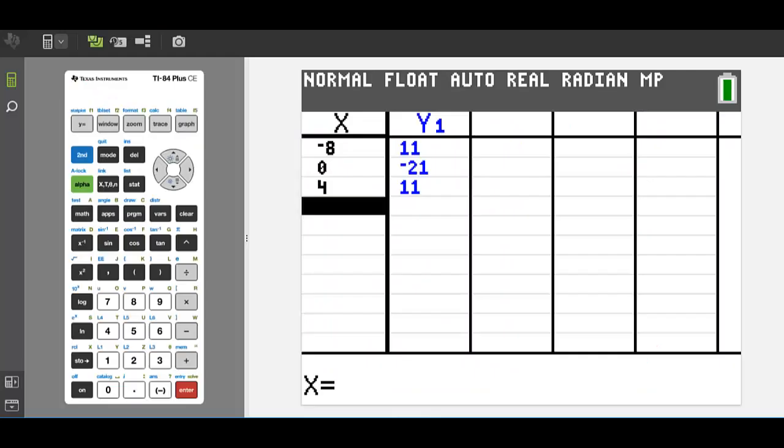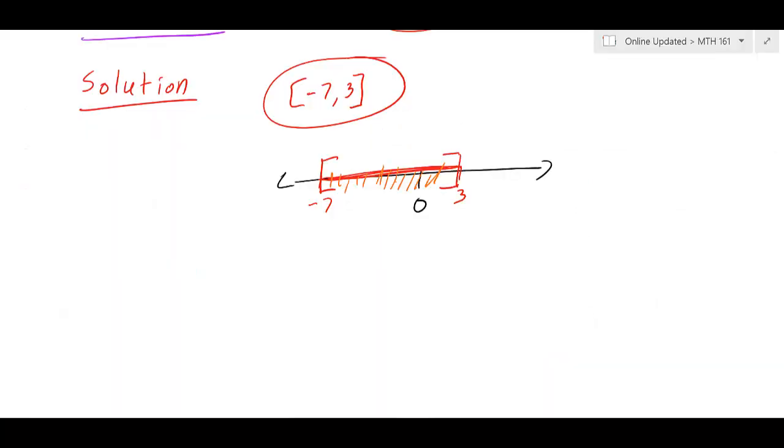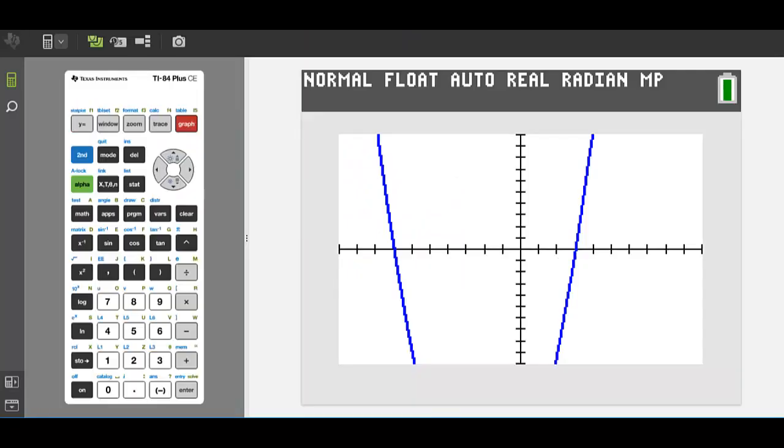And once again, to finish up, if we were to look at the graph, we can verify this. Well, remember, we had a solution of -7 to 3. Well, looking at the graph, here we have -7, over here we have +3. Where is this less than or equal to 0? Well, obviously the graph is going down, and we can see between -7 and +3, the graph is below the x-axis, so we know therefore it would be negative.